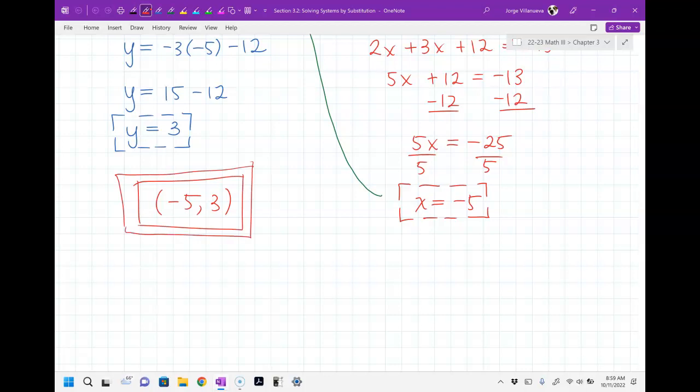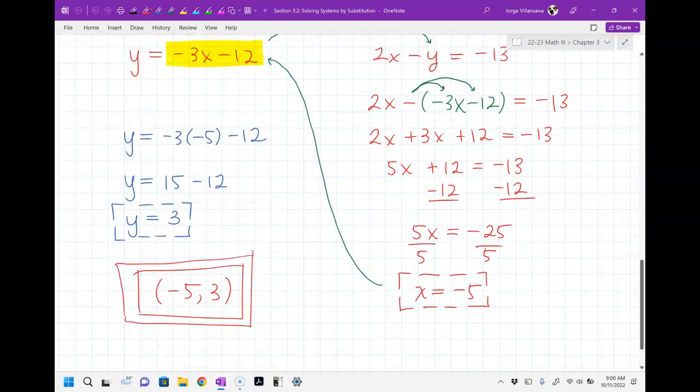All right, there's my answer. That's the point that if I were to graph these on a coordinate plane, that's where they're going to pass. -5, 3. They're going to crash into each other at that point right there. Okay? Any questions on this one?